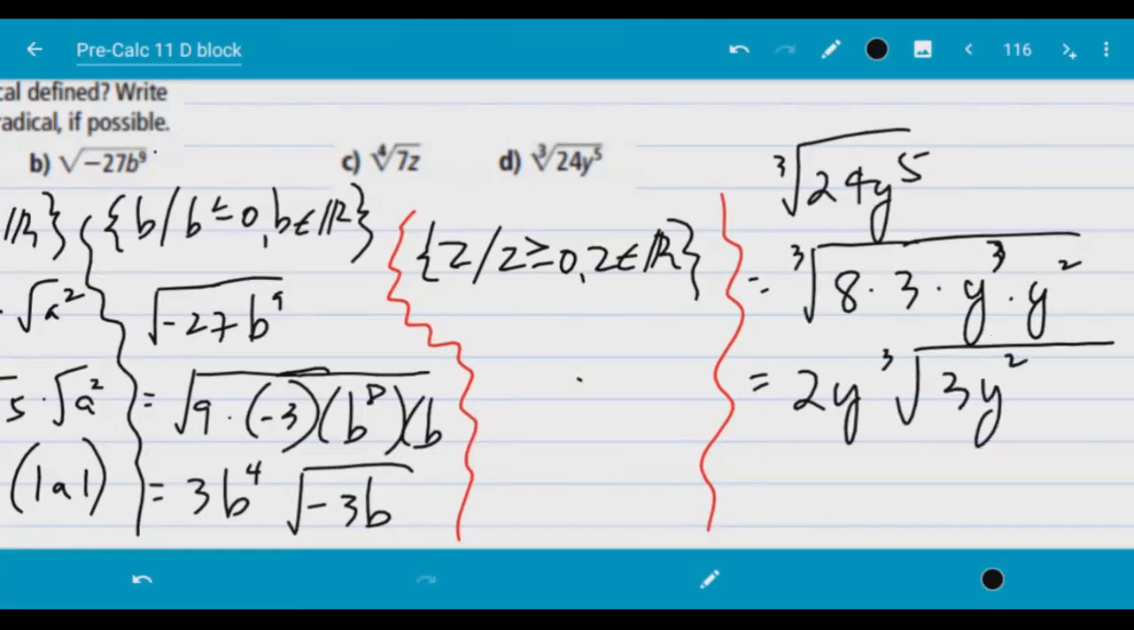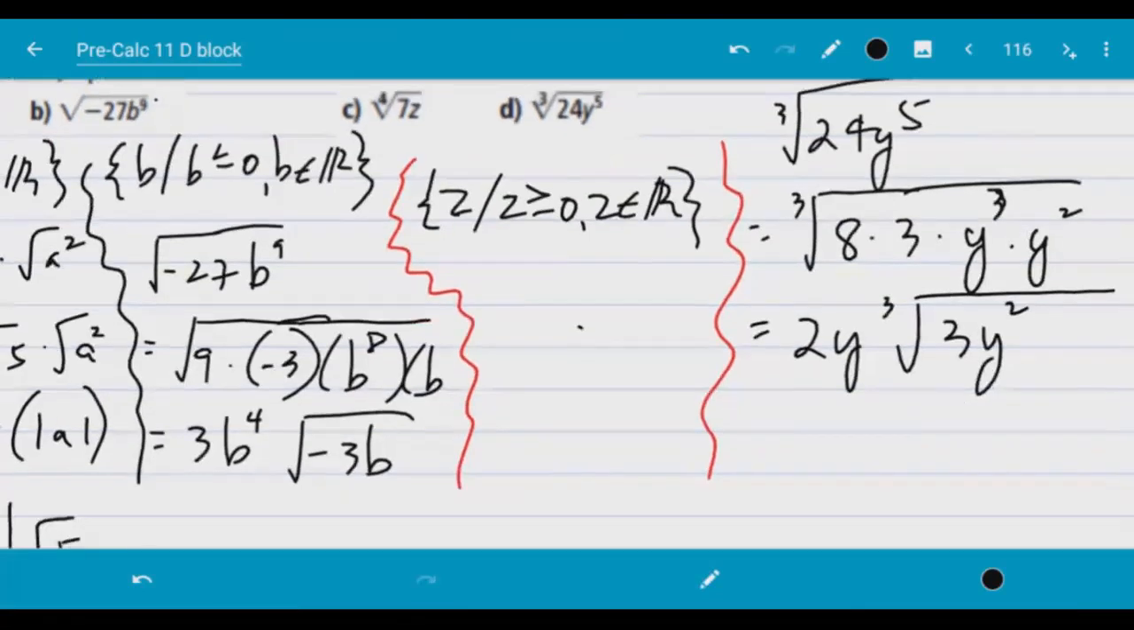Oh, by the way, what should be the value of the variable so that it will be defined? Well, you can really plug in any value for y, whether it's positive, negative, or 0, because it will always have a cube root. So in this case, y is a real number.